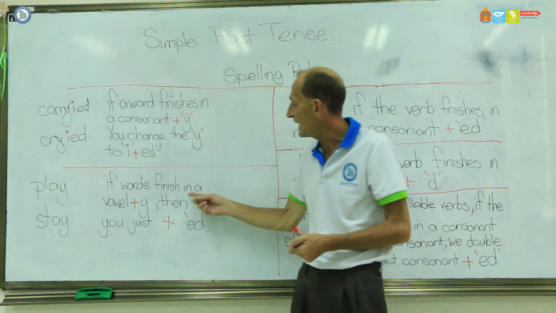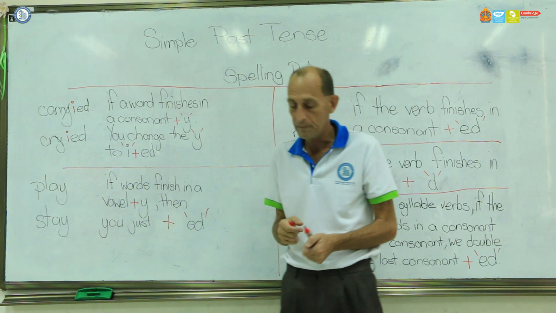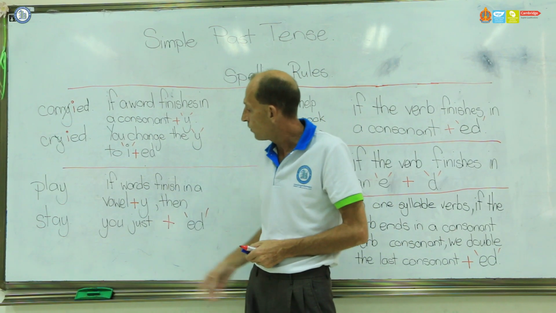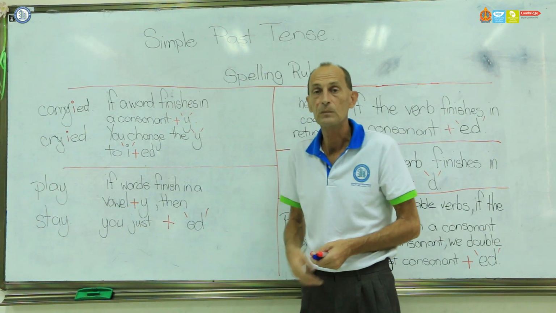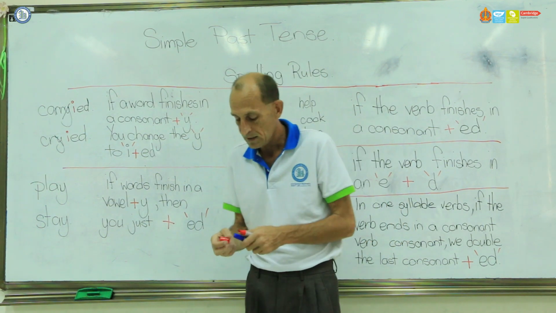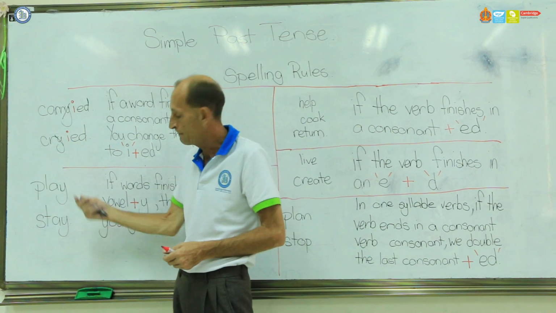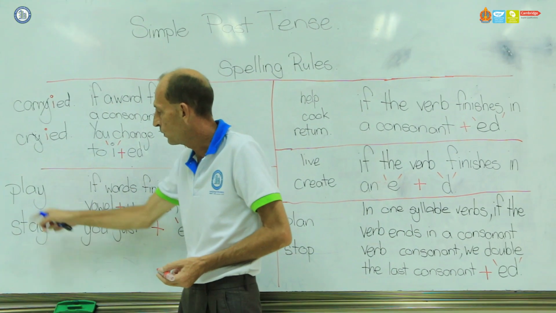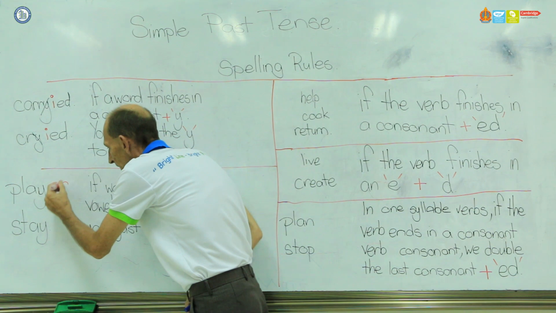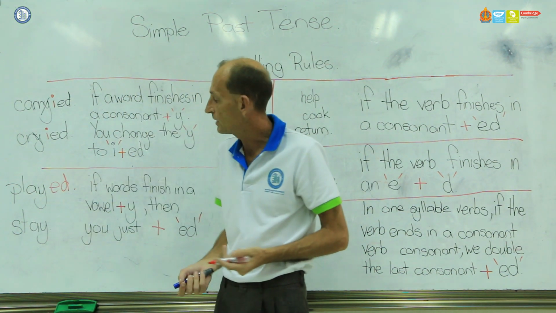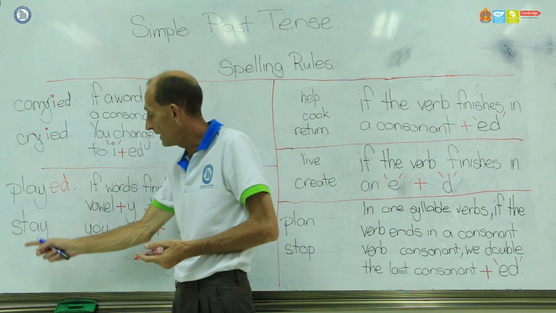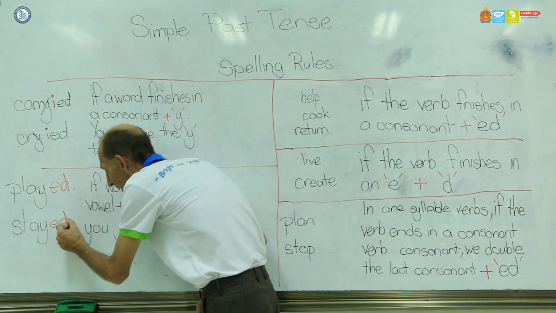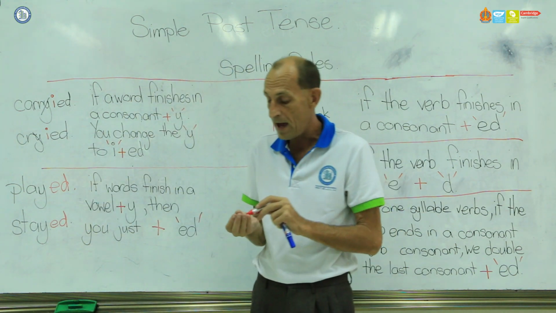Now if words finish in a vowel and a Y, these ones are a little bit different. Then we just add ED to tell us that it happened in the past. So here are our examples. First we have play and stay. Now because it's a vowel, A, Y, you just put ED, and that's changing it into past tense. With stay, again, it's a letter A, Y, so once again we just put ED. We don't have to change our Y for that.